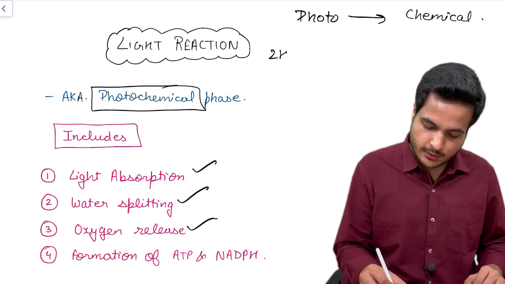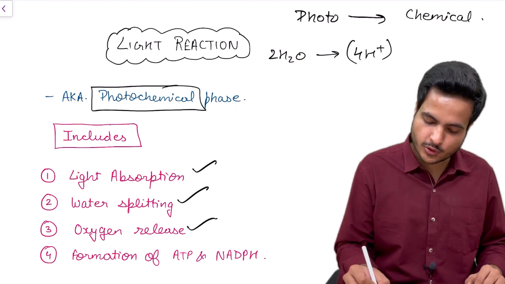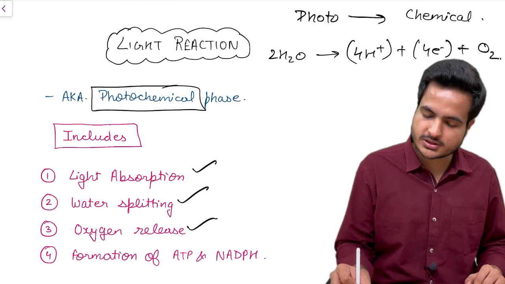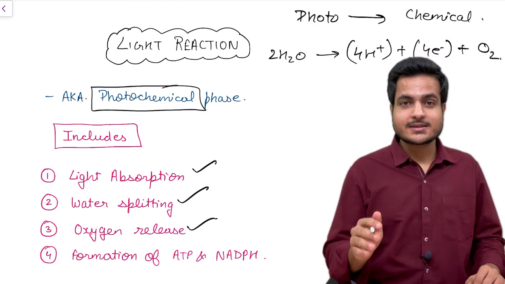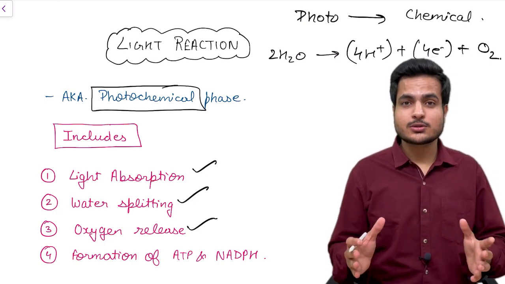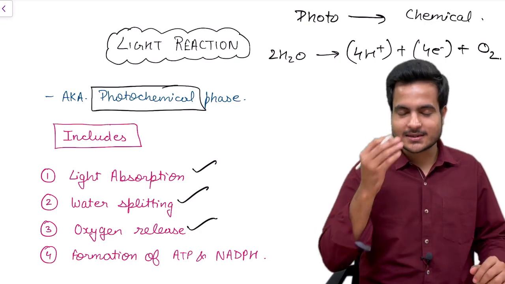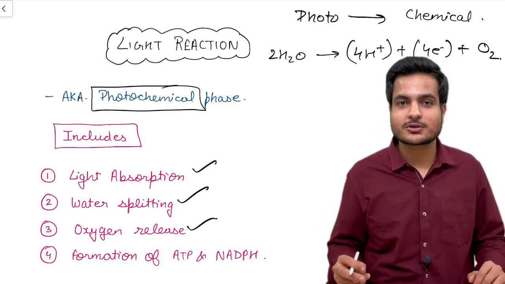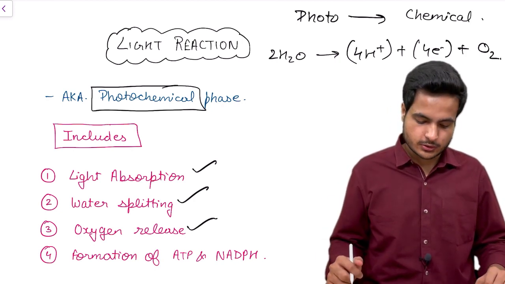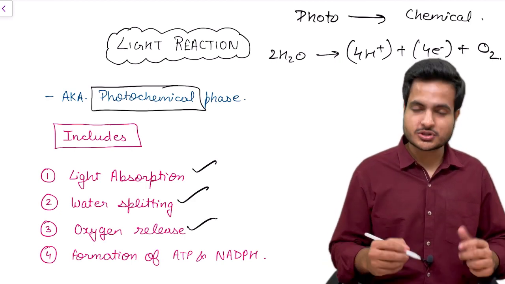Actually, two molecules of water will split into four hydrogen ions, or say four protons, plus four electrons plus one oxygen molecule. And this was first stated by Cornelius Van Niel, the scientist who told us that plant is not converting carbon dioxide into oxygen, it is actually the water which is producing oxygen, which plant releases in the process of photosynthesis. So we have two steps related. One is water splitting. When water will split, oxygen will be released.